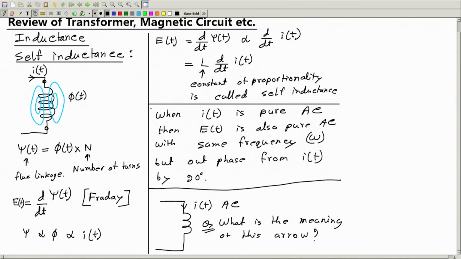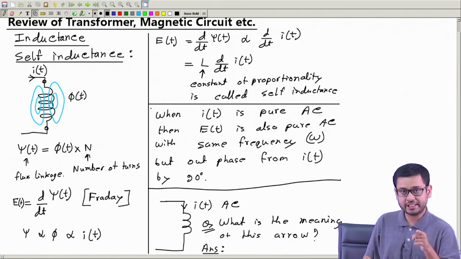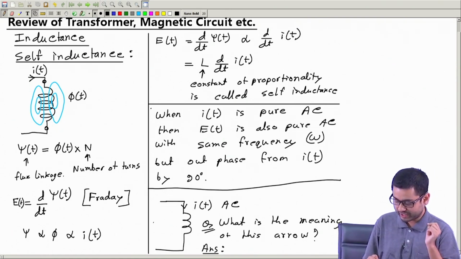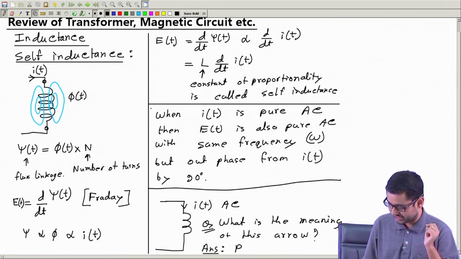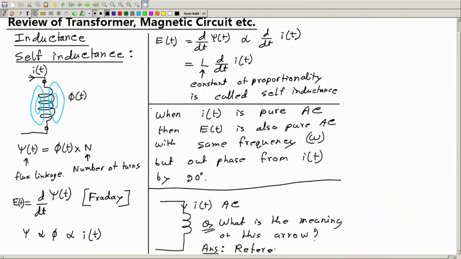What does it mean when we put this arrow? It is not the direction of current at all times. It is the chosen positive direction, or chosen reference direction, of this current. So this arrow is the reference direction. What do we mean by this?